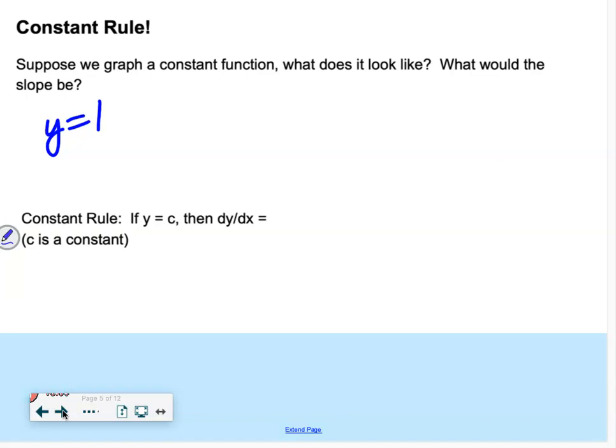All right. Okay. So y equals 1 has a graph of what? A horizontal line, right? What does the derivative give you in one word? Slope. What is the slope of this line? Anywhere on the line? 0. So what about if I graphed like y equals 5? Would that be different? No. Same slope, always 0, right? Okay, so whenever you have a derivative of a constant, the derivative is always 0.